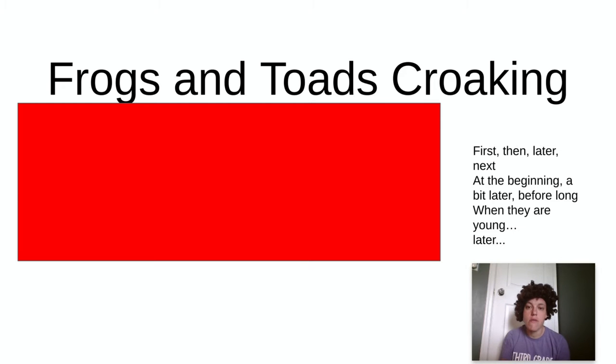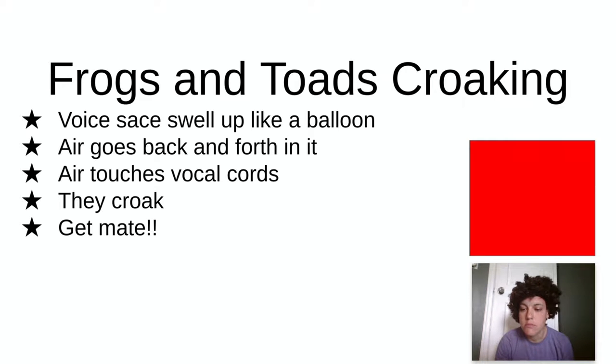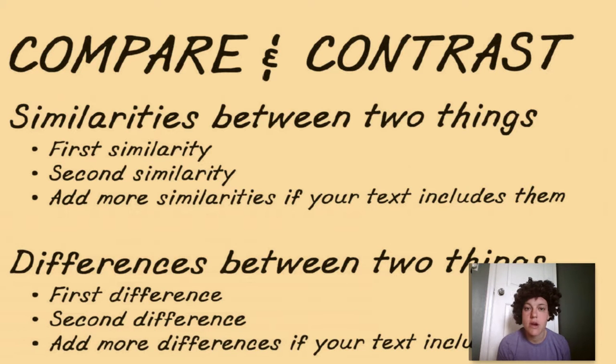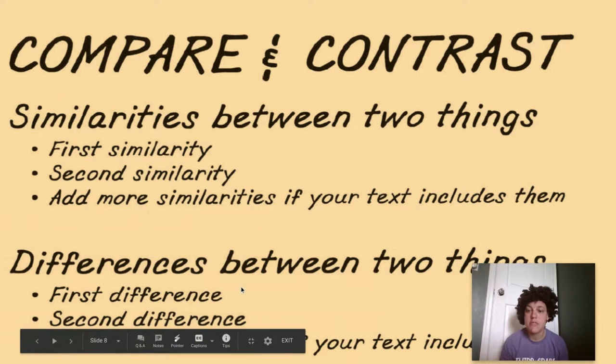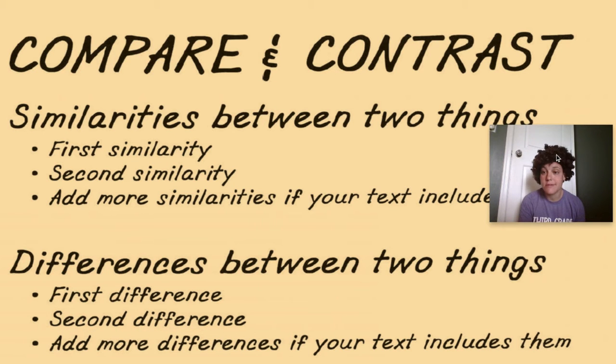So I hope you all found a good book that was set up in sequential order and shared it on our Schoology discussion post. Now we're going to move on to comparing and contrasting. We've done a little bit with compare and contrast, how things are the same and different. When you're comparing and contrasting, you have to find similarities between two things. First similarity, second similarity, add more similarities if the text has them. Then when you contrast, differences. How are things not the same? How are they different between two things? Find one difference, then another difference, and then add a few more.